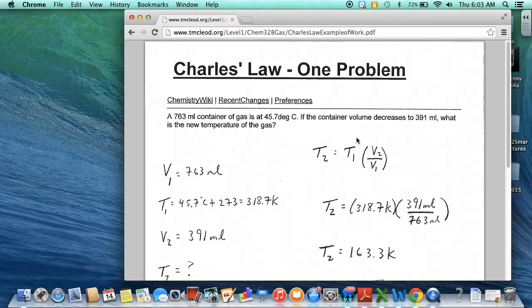Plus, it's very easy to find all the variables, because T2 is equal to some function of T1. Well, if you know that T and V are directly proportional, if T1's on the top, V1 has to be on the bottom. And there's only one place left for V2. It's on the top. So here's my equation.